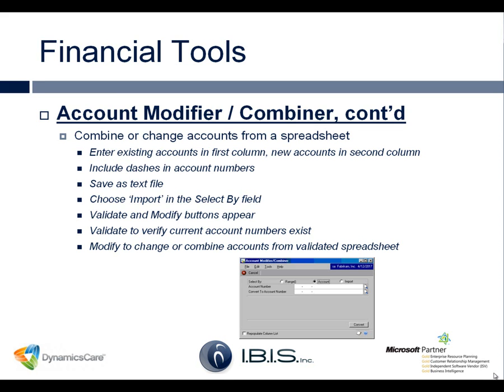So what you do, you enter your existing accounts in the first column, new accounts in the second. Make sure you include dashes in your account numbers. Save it as a text file. Choose import in the select by field, and that's the radio button to the right in the select by on that screenshot there. The validate and modify buttons will appear. You validate first to make sure that the current account numbers already exist in the database. They have to exist. And then modify after you've validated in order to change or combine the accounts from the spreadsheet.